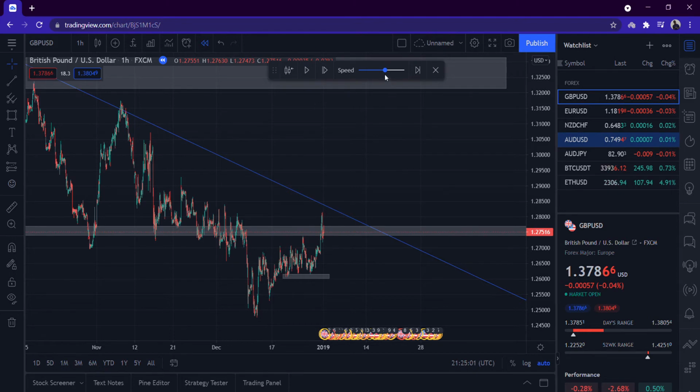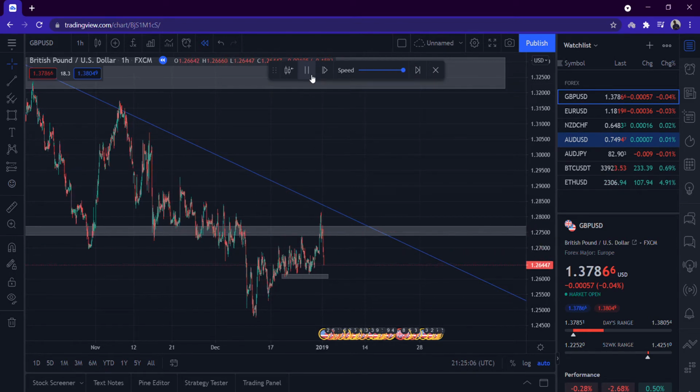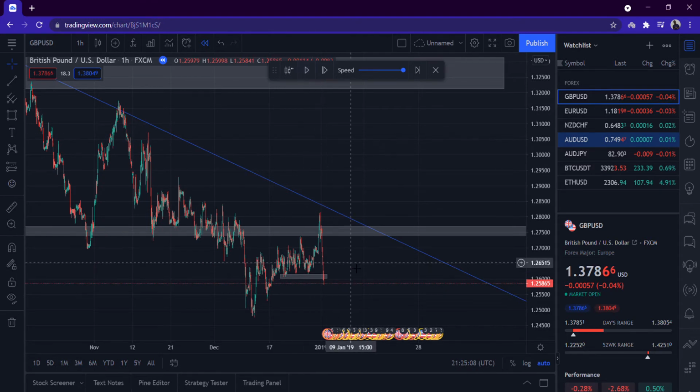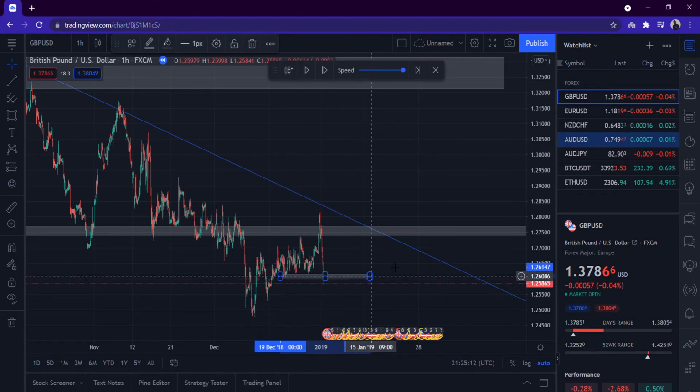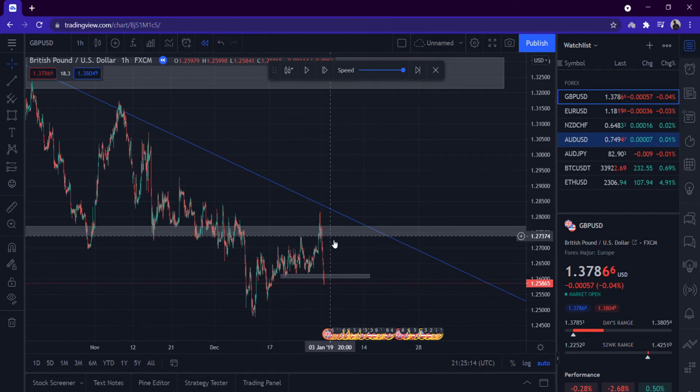Let me increase the speed a little. See, so it's bearish right now. Do I see anything? Not really. Until I see a break and retest or a structure I can use, I cannot do anything right now. I'm going to just wait it out.